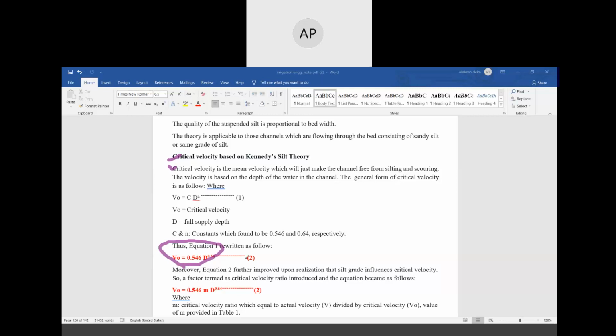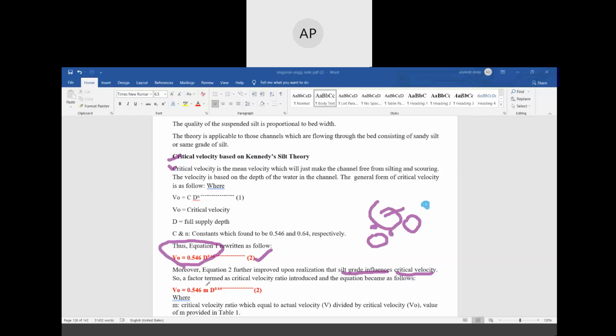Moreover, this equation 2 was further improved upon realization that silt grade influences critical velocity. Grade of silt means the size of the silt. So it will affect the critical velocity. That means if the size is more, the velocity should be more to move this particle, isn't it? So that will affect the critical velocity.